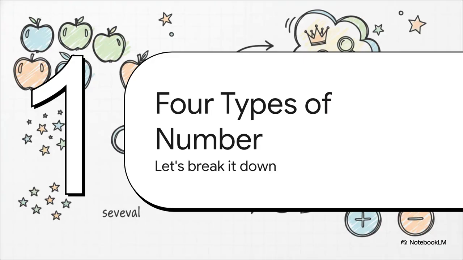Okay, now let's break this down even further. You see, there are actually four main types of number adjectives. We are going to go through them one by one, with lots of examples, so everything becomes crystal clear.